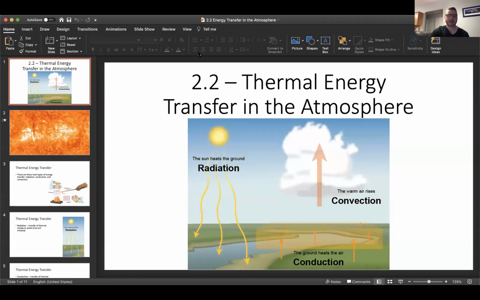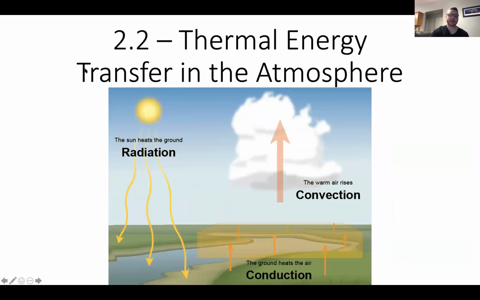Okay, so for today's lesson, we will be talking about thermal energy transfer in the atmosphere. So the three main types of energy transfer we're going to be talking about today. And I remember we talked about this already this year. I don't remember what unit it was in, but yeah, so these are three ways that energy is going to be transferred throughout Earth's atmosphere.